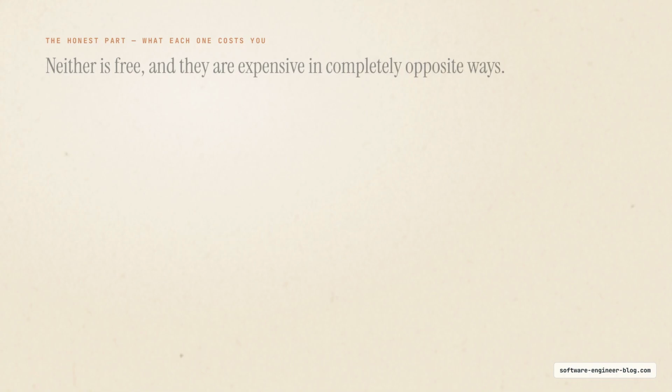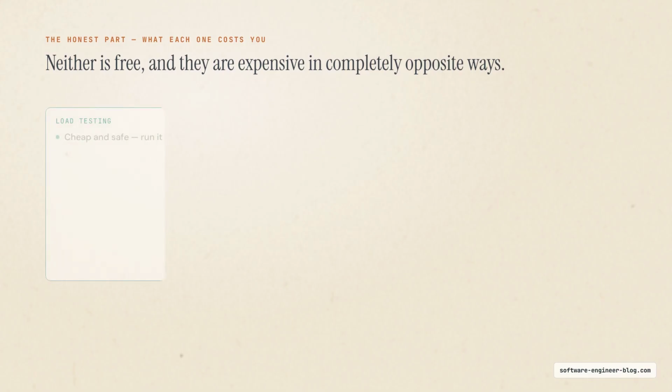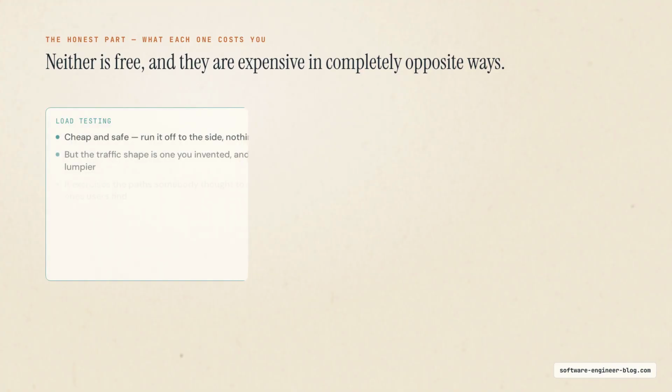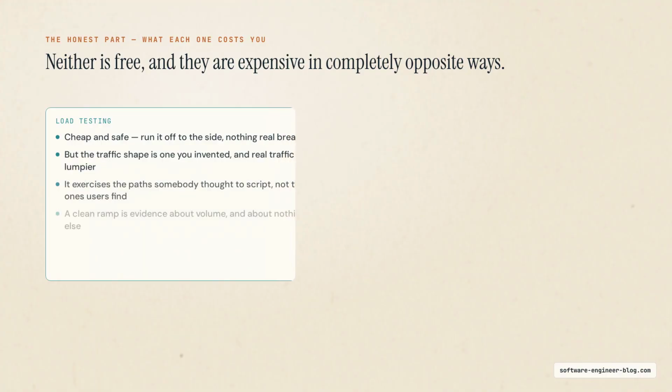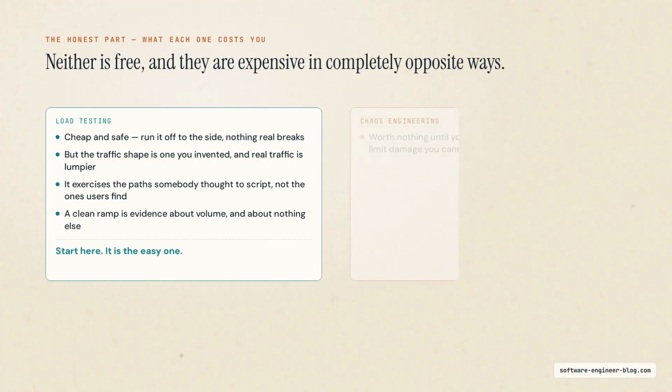Now the honest part, because neither of these is free and they are expensive in completely opposite ways. Load testing is cheap and it is safe. You run it off to the side and nothing real breaks. But the traffic shape is one you invented, and real traffic is lumpier than anything you would sit down and write. It also only exercises the paths somebody thought to script, never the strange ones that real users find. A clean ramp is evidence about volume and about nothing else.